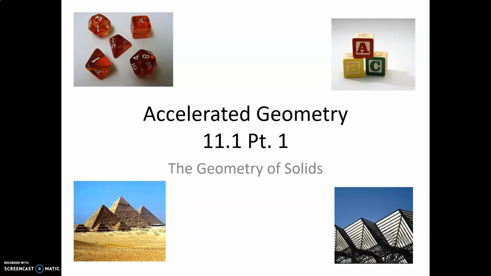Hi, this lesson is really a lot of vocabulary. 11.1 Part 1. It's called the Geometry of Solids. So it's the first lesson of the chapter just to establish some vocabulary.